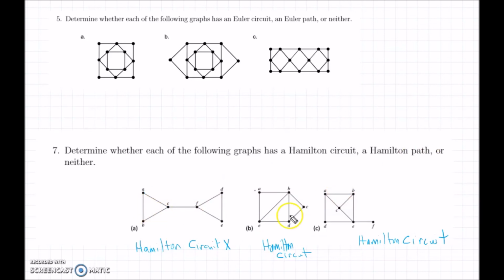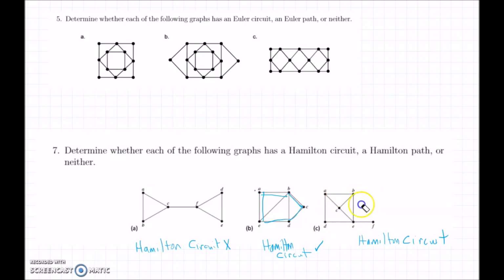In the next one, let's see, I'm going to start here and go boom, boom, boom, boom, boom. There's a Hamilton circuit. I did it. Now the next one. If I start at this point out here by itself, and then start going over, in order to get back to that point F, I'm going to have to repeat over E. So that's not going to work.